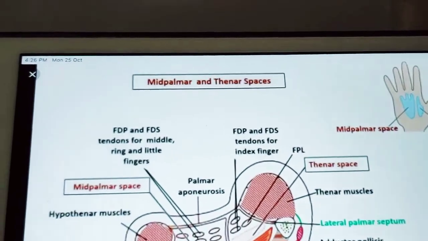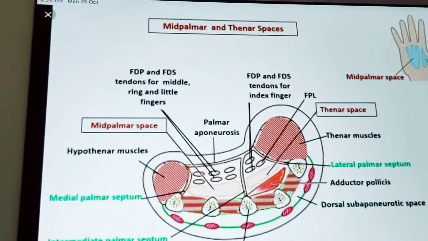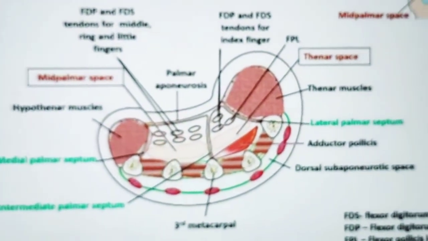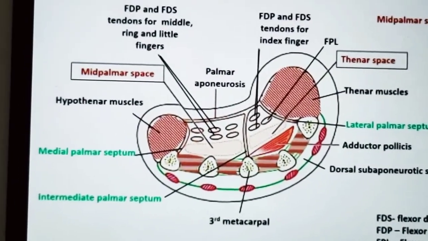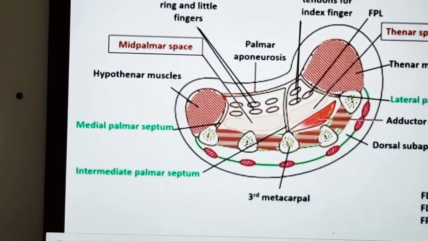In this video we have discussed the pulp space of the finger. If you remember that diagram, we discussed the pulp space of the finger, and now we have discussed the mid palmar space and also the thenar space. So next we will discuss the dorsal spaces.